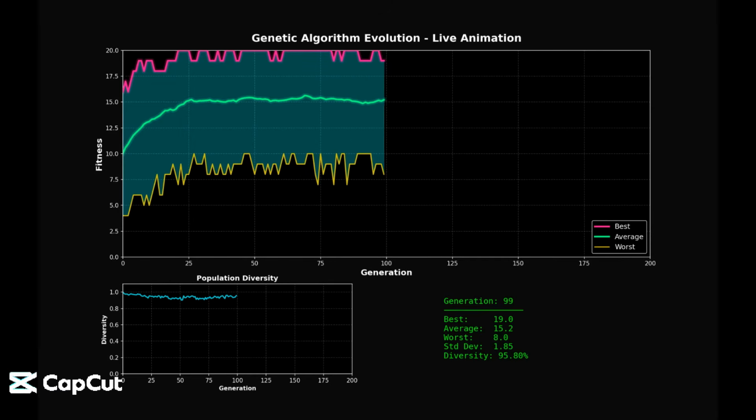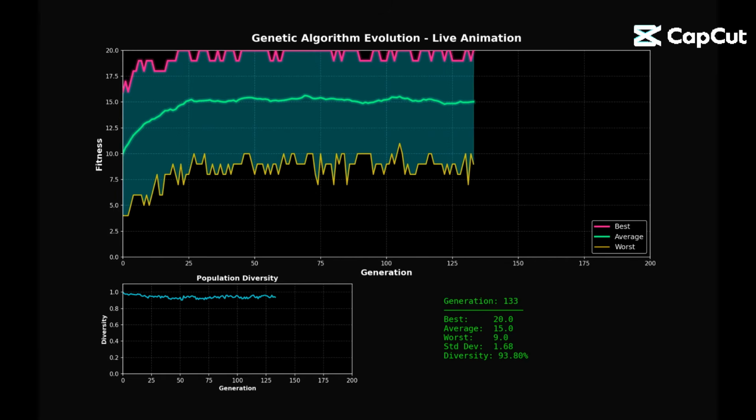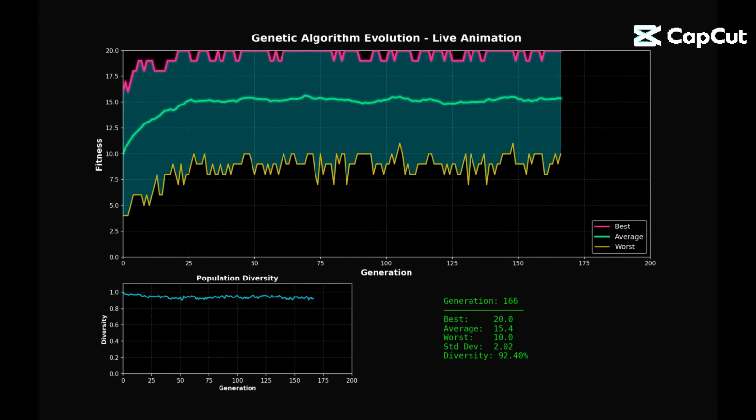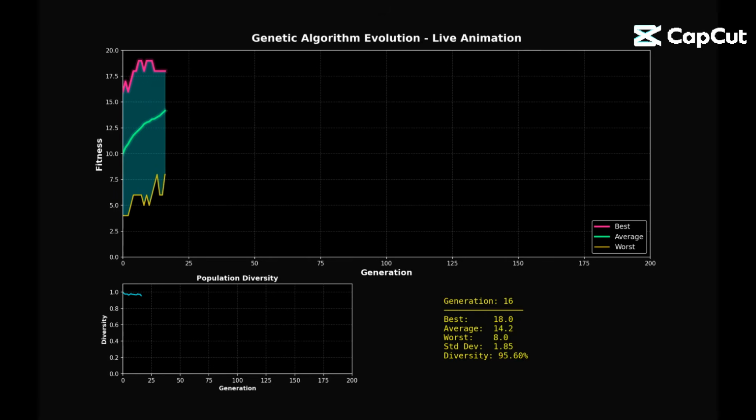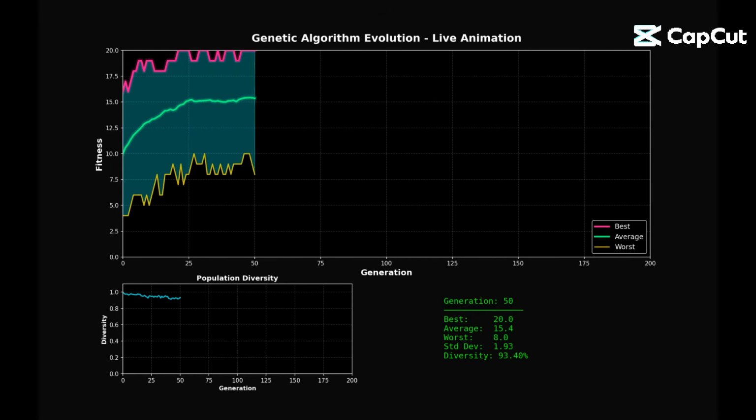Third, bottom right, the statistics panel. This is your dashboard, giving you real-time metrics. Generation counter, where we are in the evolutionary timeline. Best fitness, the highest score we've ever achieved. Average fitness, population-wide performance. This is what really matters for robustness.